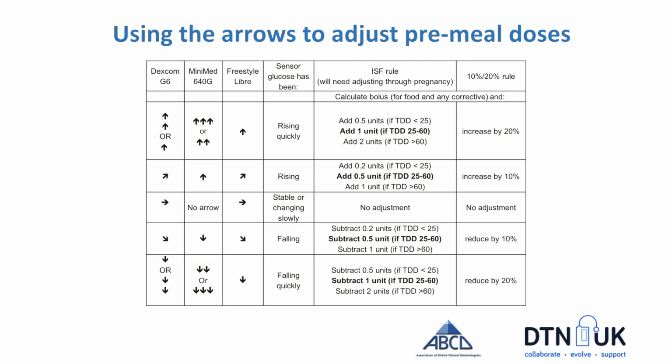The other way of doing this is the 10%, 20% rule. If you've got arrows which show your glucose is rising, you would increase the total dose by 10%. So you would calculate the amount you need for the food and for any corrective, and increase by 10%. If your arrows show your glucose is rising quickly, you would increase by 20%. If your glucose is falling, you would reduce by 10%. If it's falling quickly, reduce by 20%.